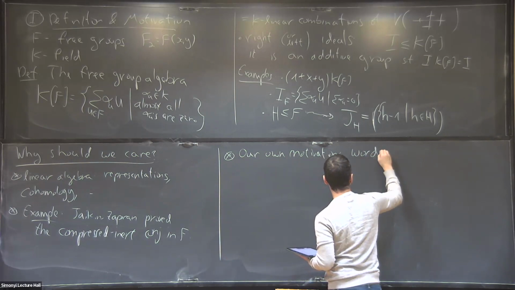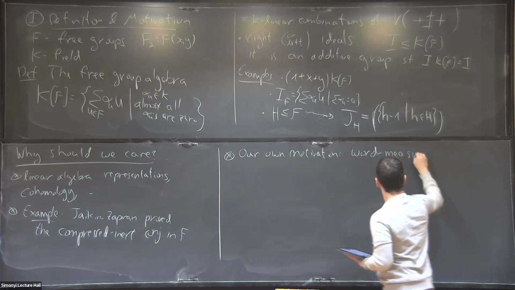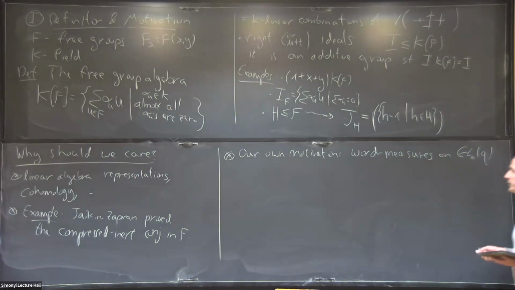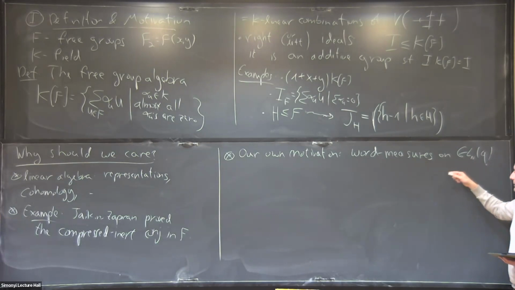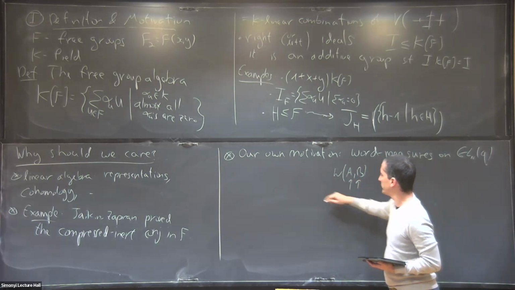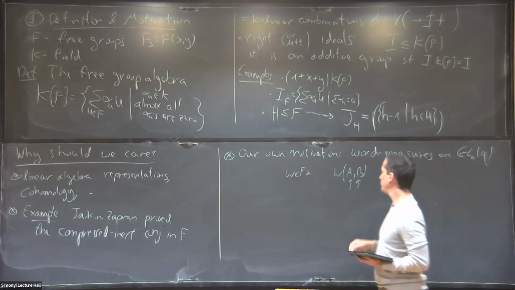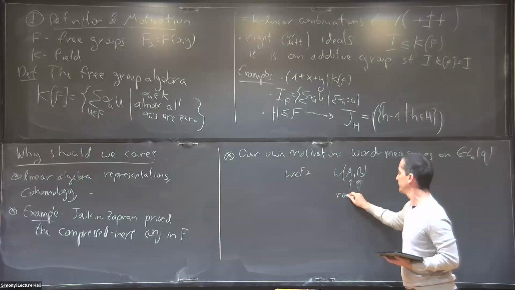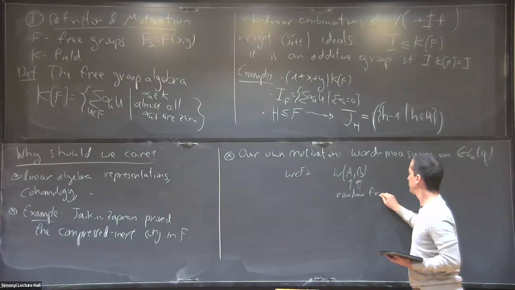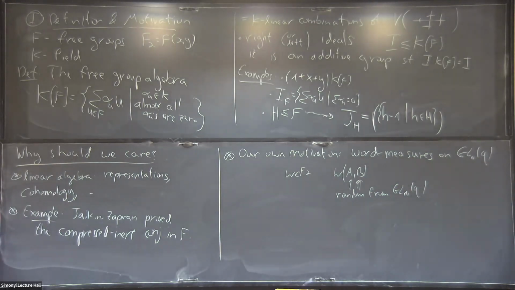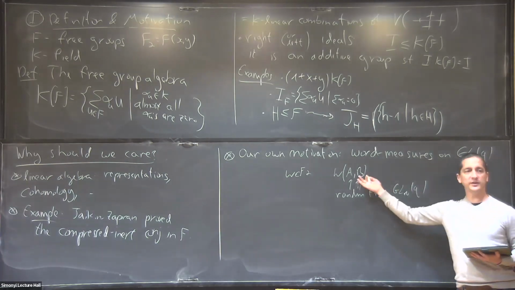It started with a project about word measures on GL_n(F_q). So we studied a very simple problem. We take a word in the free group, let's say my word is in F2, and I put inside two uniformly random elements from GL_n(F_q). And we start looking at the random element that we get.